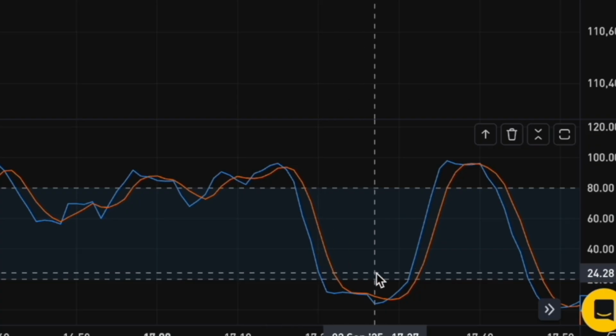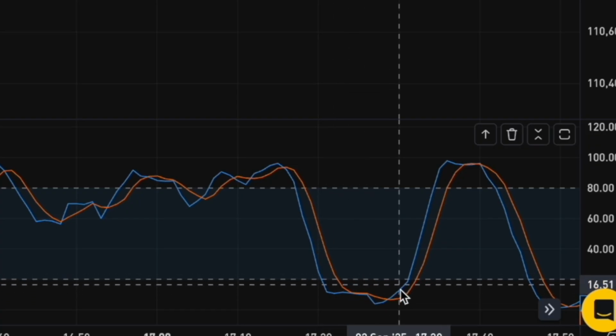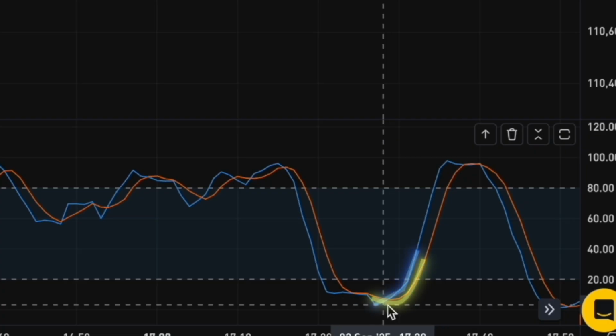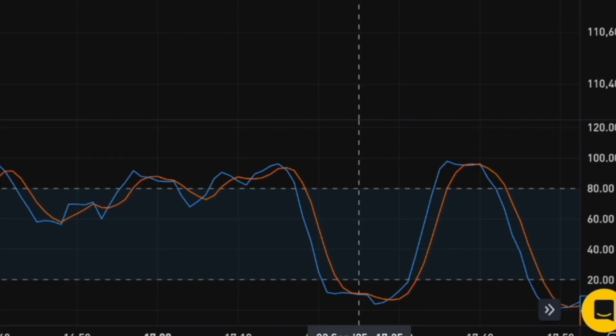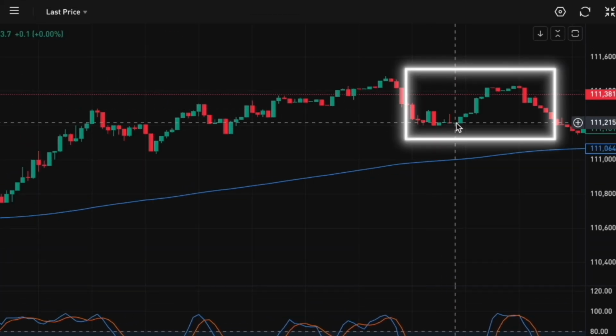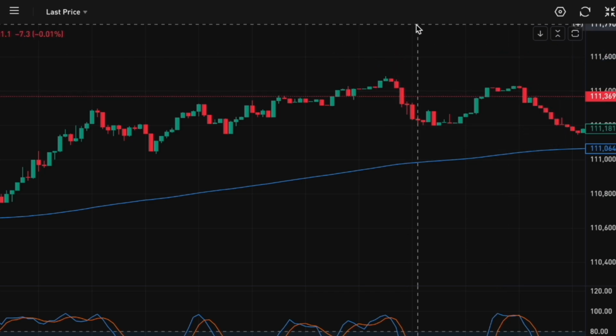Here we have a chart. We are now waiting for our moving averages to cross. So here's the blue moving average crossing the orange moving average from bottom to top. This is a signal for an upward trade. The chart is still above the 200 moving average. So at this point, we're taking an up trade because that's the strategy.